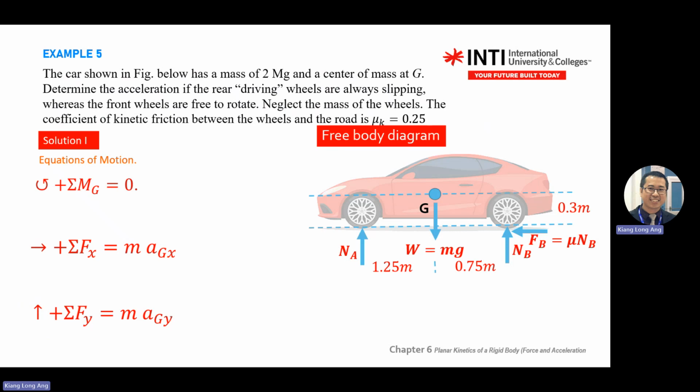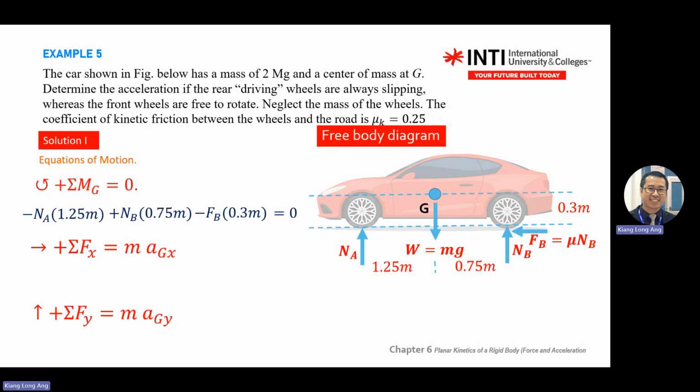So for this NA, what is the distance here to here? This one rotates, creating moment. This is the D. So the sum equals 0. Why 0? Because this one moves in a straight line. Then F equal to ma at G and so on. You put in all the equations.